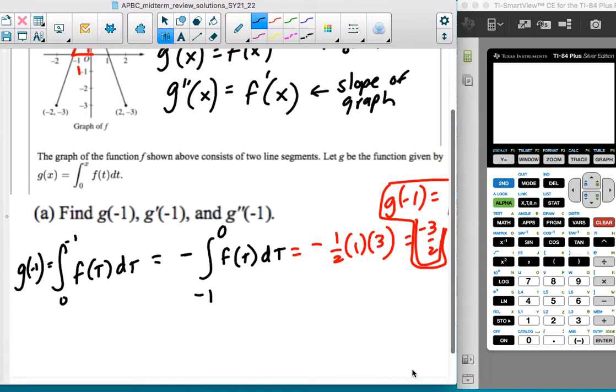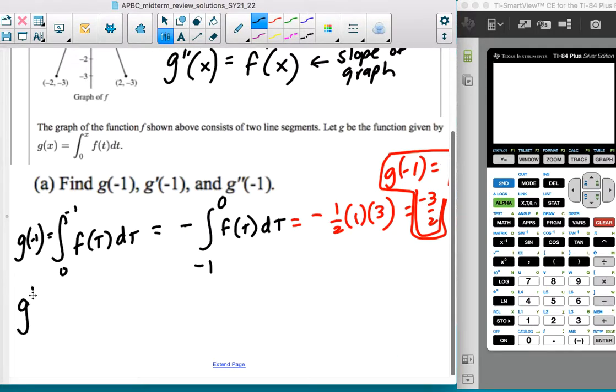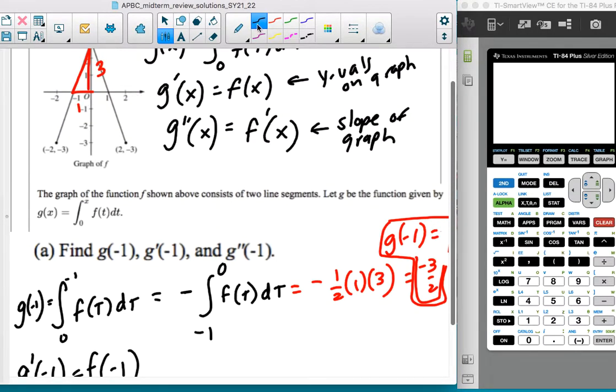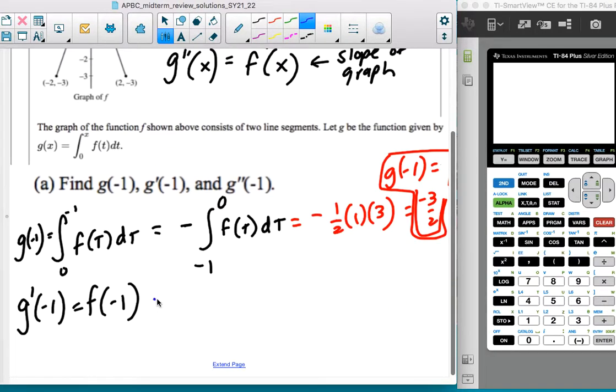Next, g prime of -1 is arguably the easiest. It's just f of -1, which is literally going to be the y value on the graph. So that's this y value, which is a 0. So that's my g prime of -1.